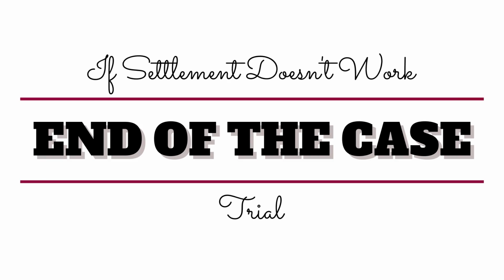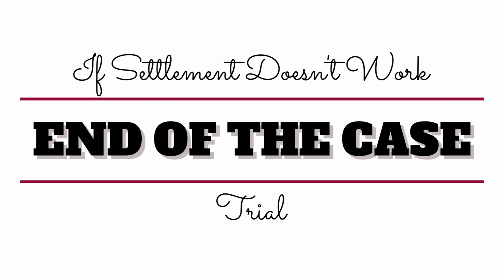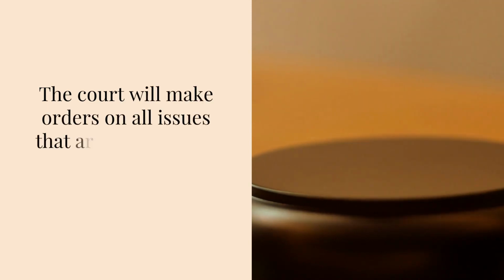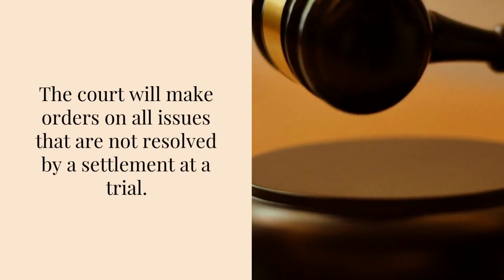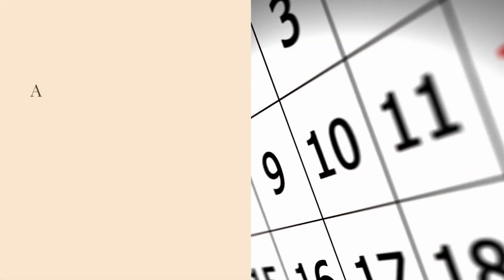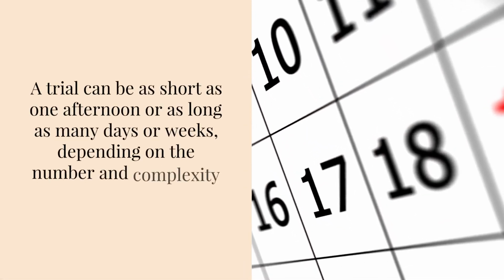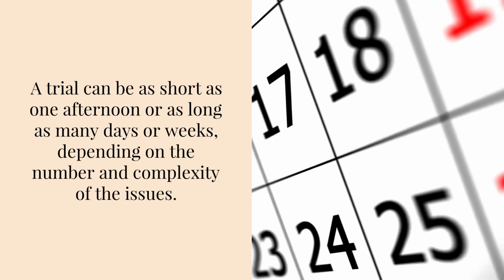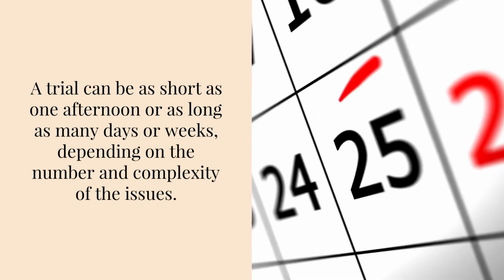If settlement negotiations aren't successful, all remaining issues will go to trial. The court will make orders on all issues that are not resolved by a settlement at a trial. The trial will address all remaining issues in the matter. A trial can be as short as one afternoon or as long as many days or weeks, depending on the number and complexity of the issues.